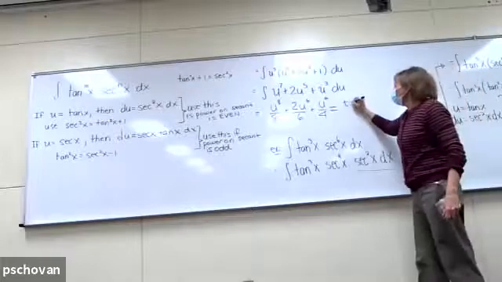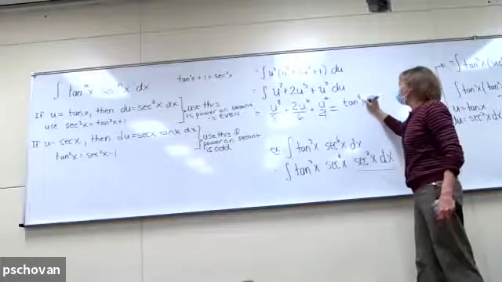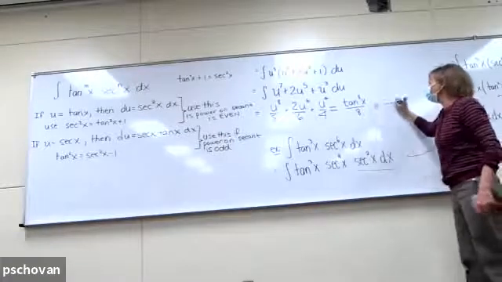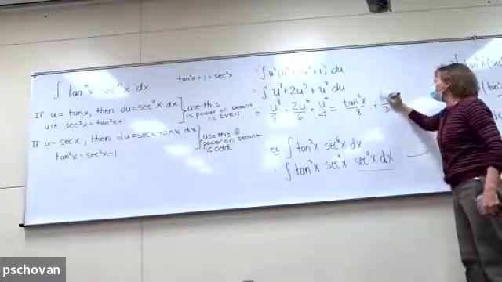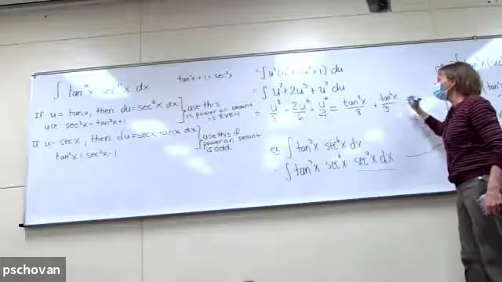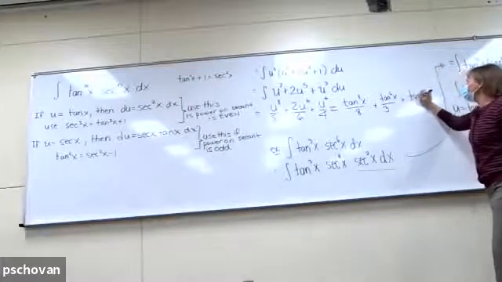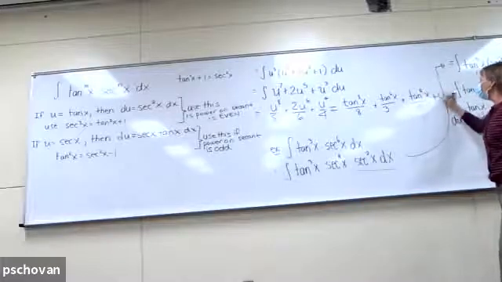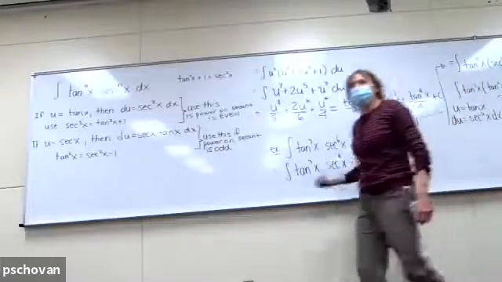So we can rewrite that as the tangent to the 8th power of x over 8. 2 over 6 is the same as 1/3. That'll be the tangent to the 6th power of x over 3, plus tangent to the 4th power over 4. Slap on the plus c to let everybody know you're done.